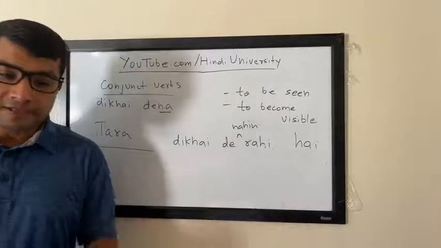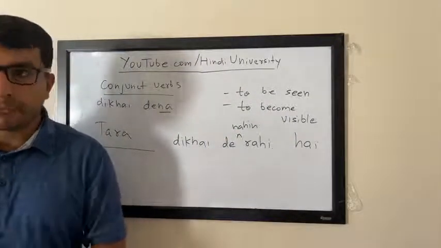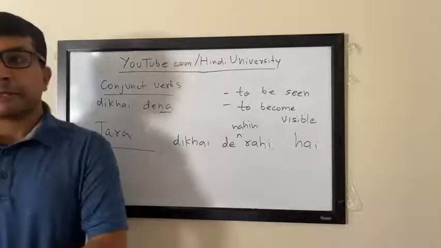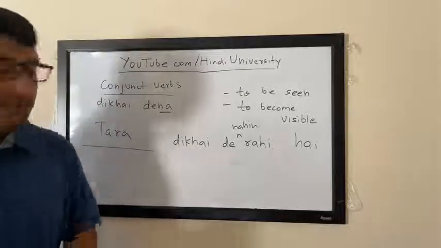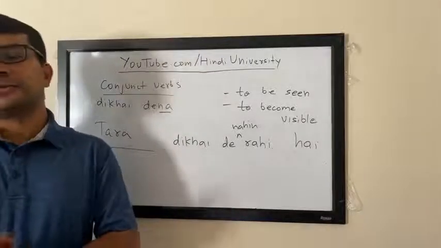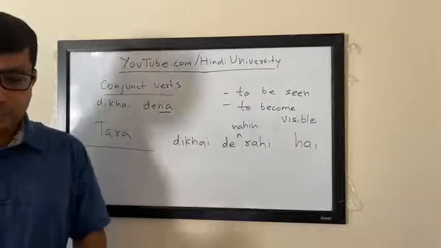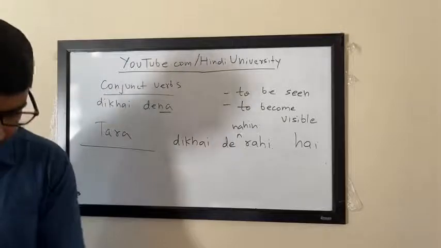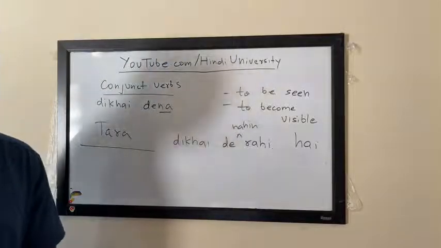So let's say you organize a party and you invite a lot of your friends. One of them is not visible to you. Maybe they are there, but it's not visible to you. And you can say तारा दिखाई नहीं दे रही है. And then someone can say हाँ वो अभी busy है, या वो अभी बीमार है, या अभी वो out of town है, and so on and so forth.